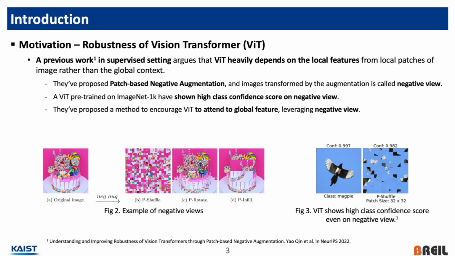We focus on the concept of patch-based negative augmentation introduced in supervised classification settings. This approach produces negative views where local features are maintained, but global features are disrupted. But vision transformers inherently process images in patches. They show an interesting phenomenon with these negative views. They tend to classify these views with high accuracy, indicating a potential over-dependence on local features. This observation in prior research leads to a consideration of methodologies that reduce this reliance and enhance the focus on global features.